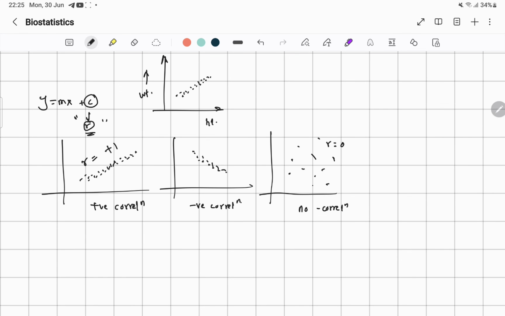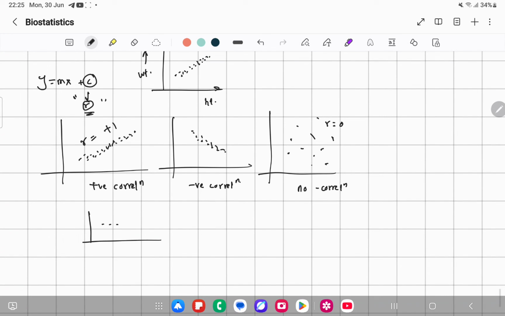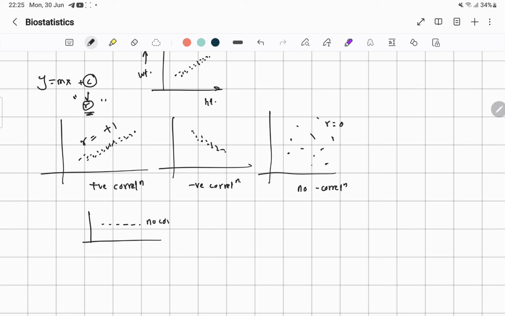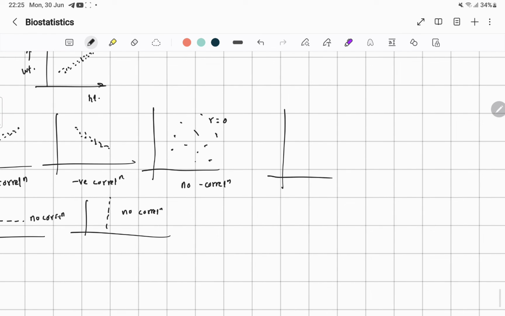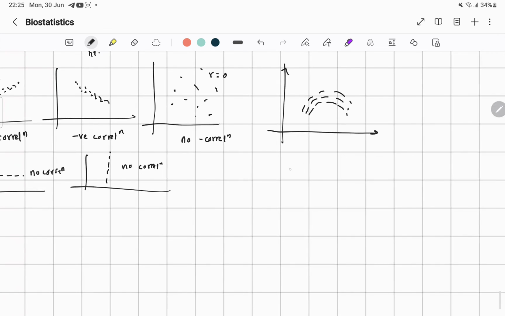No correlation. Okay. If it is like this, no correlation. If it is like this, no correlation. Okay, we can have curvilinear correlation also, which is an advanced concept. This is the curvilinear correlation. Okay, and here we have something called coefficient of determination.